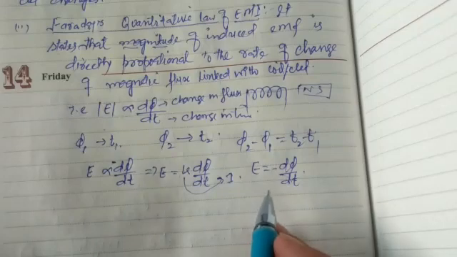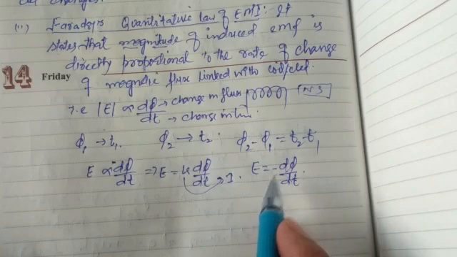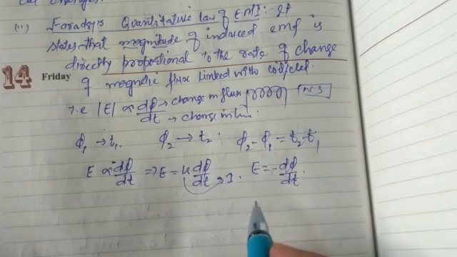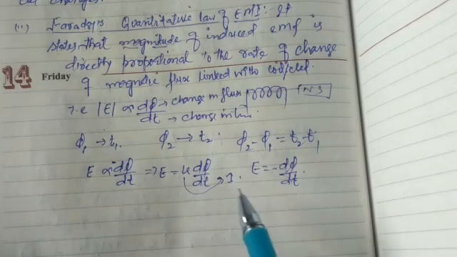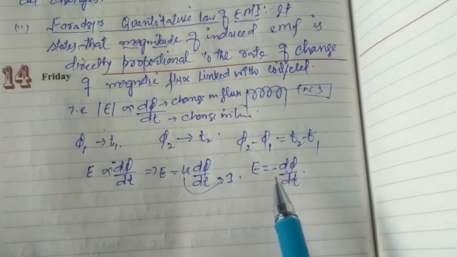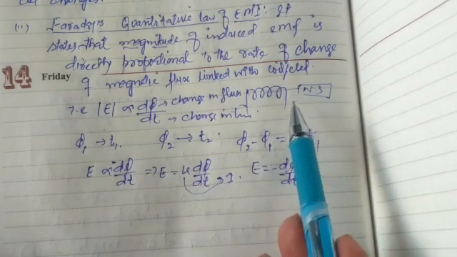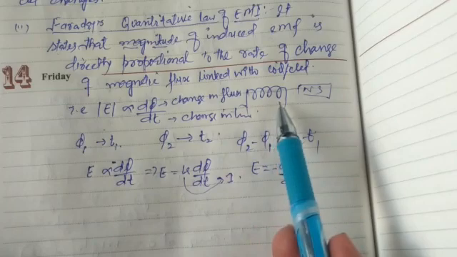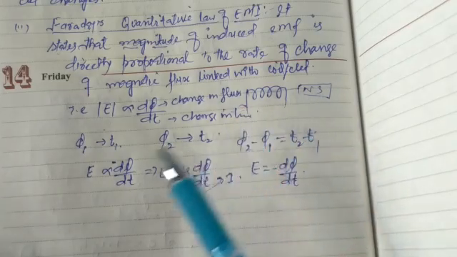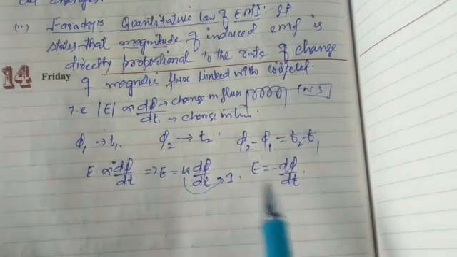The minus sign here means that induced EMF always opposes the changing magnetic flux linked with it. So it always opposes the cause by which it is produced. Induced EMF is produced by the change in magnetic flux, so once there is production of induced EMF, it opposes the further change in magnetic flux with which it is produced. That is why there is a minus.